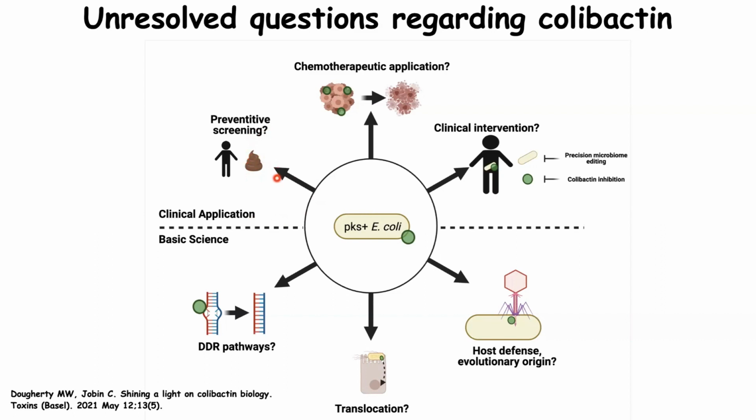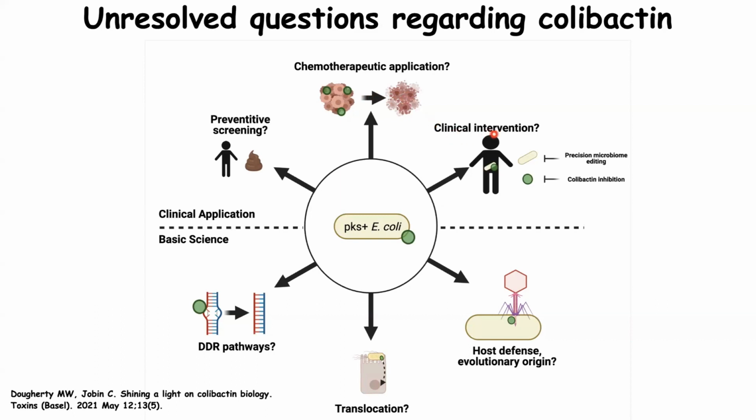60% of colorectal cancer patients are PKS positive, but 30% of healthy people also have PKS-positive E. coli in their bowel. Should we screen these people for risk? That's a question. A lot of anti-tumor drugs induce DNA damage, right? So they could be used to kill tumors. So the question is, could one build a colibactin that kills tumors? And there are people working on that.